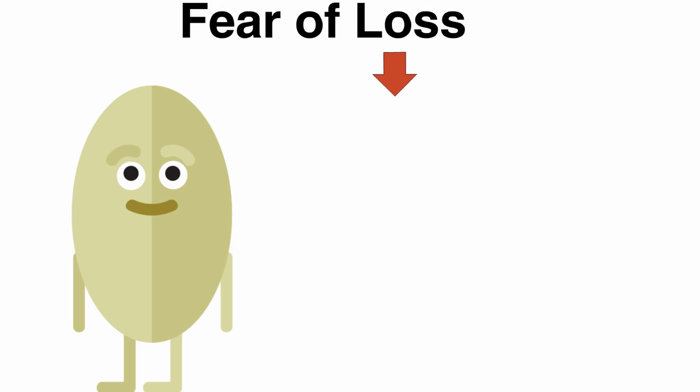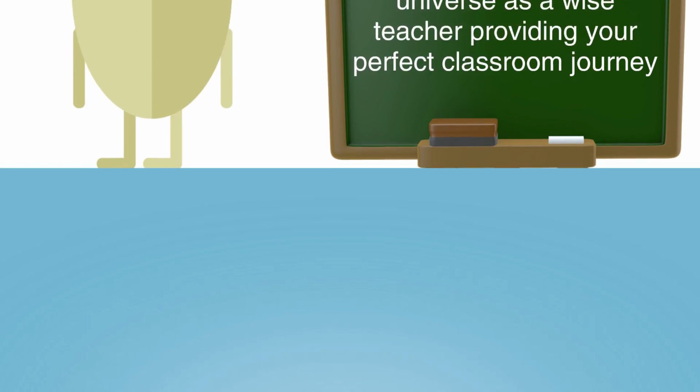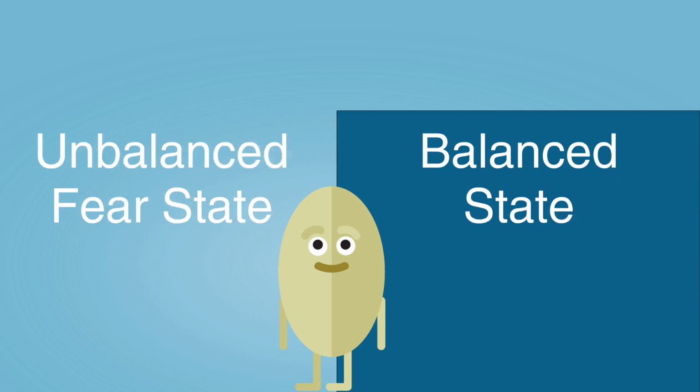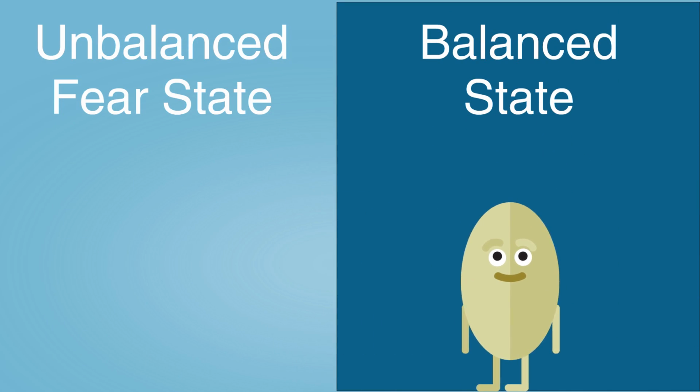Then in Lesson 3, we taught you how to trust the universe, to see it as a wise teacher, always conspiring to grow and educate you, which eliminates the fear of loss, because you know you can't lose if every situation's here to help you in the long run. Now we're going to show you how to put these ideas together to choose your way out from an unbalanced state into a balanced state.